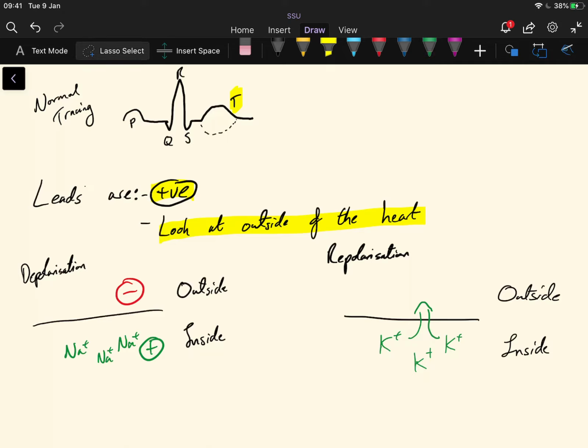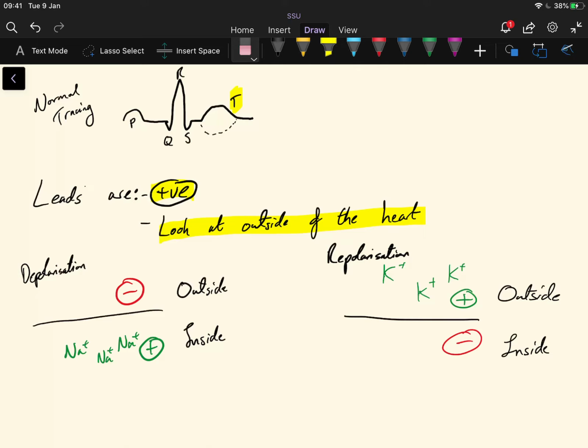Polarization is becoming negative. So as these ions move, using this slick animation that's going to get me scouted by Pixar, there we go. As the ions move outside, the outside of the cell now becomes positive, and the inside becomes negative. It's now polarized, and the membrane now moves back to its normal resting potential.